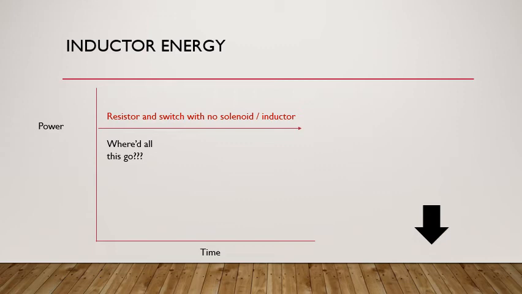But we don't have that. If we have the solenoid and the inductor, we get a line that looks like that. We get that curved line where it starts out with very little power because there's no current, and over time we reach the same power rating we would have had with no solenoid and no inductor. But you can see there's a gap there.